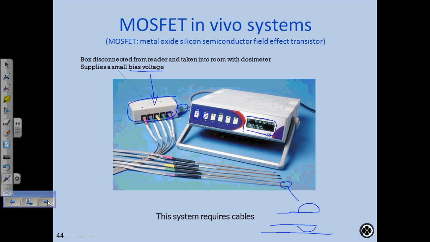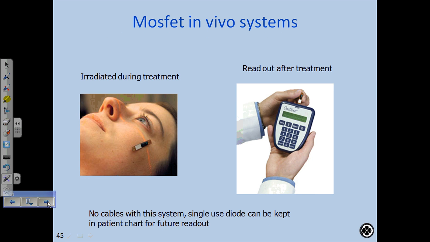So here's some more examples. This one here is not connected to a bias supply, even though it does need a bias to be read out. But it's a lot smaller, and there's no cables coming out of it. So it looks like that. You can put it on the surface of the patient. There's some copper contacts over here, and there's a little white area where you can write a number if you want to identify it. So after you irradiate it, you come out of the room and you put it in this reader, and that reader has the bias, has a little battery in it. And then you just hit read.